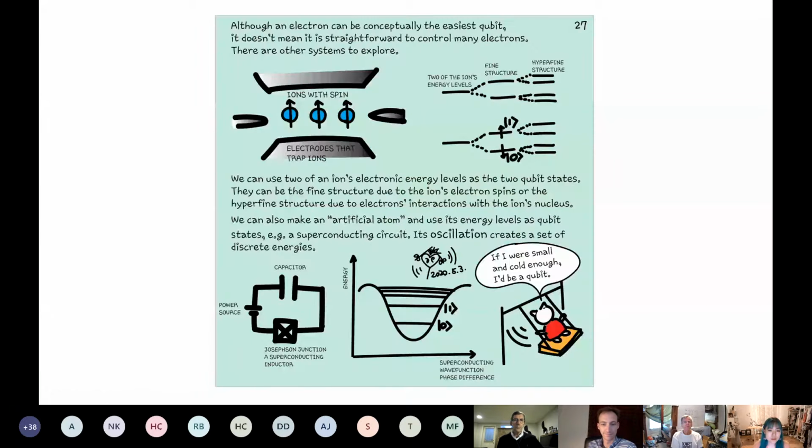But you can also build much more scalable systems like ion traps. You can have ion spin. You can control which spin state your system is at, and then use that as your qubits. Or you can build artificial atoms like superconducting circuits. That's basically LC circuits that gives you a resonance, and then you can use the energy level that's quantized in that resonance as your qubit states.